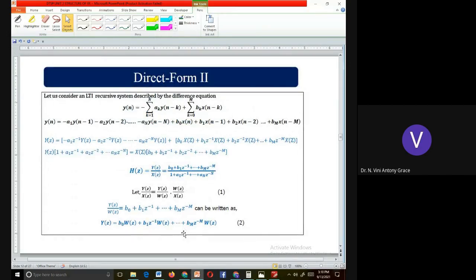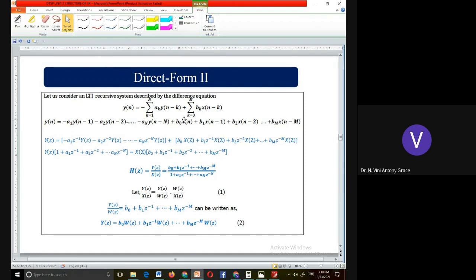See, this direct form 2 structure overcomes a specific drawback of the direct form 1 structure. And for implementing direct form 2 structure, definitely you have to find the Z transform of the given difference equation. For all the other three types, direct form 2, cascade and parallel, you must find the Z transform of the given difference equation and represent it as a transfer function like this.